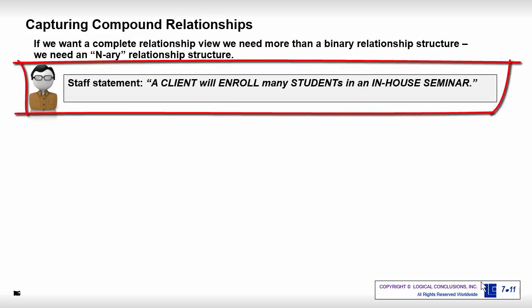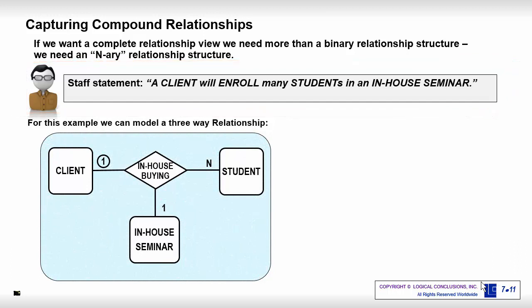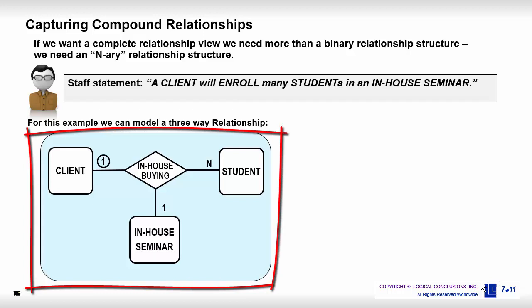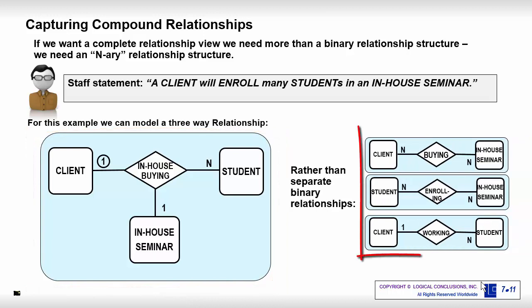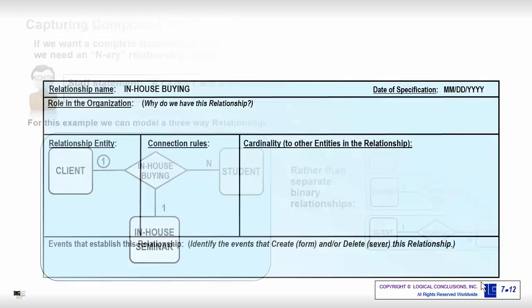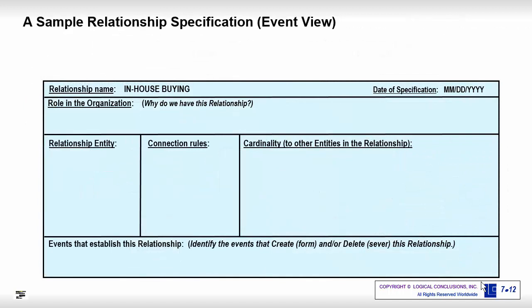Suppose we have a staff statement, a client will enroll many students in an in-house seminar. For this example, we can model a three-way relationship. This ERD brings together the real situation where one client buys an in-house seminar and associates many students to it, rather than modeling separate binary relationships as shown on the right here. Now we can state the connection rules for the relationship in-house buying in a relationship specification. Finally, let me show a sample relationship specification for the in-house buying relationship shown in the previous example.